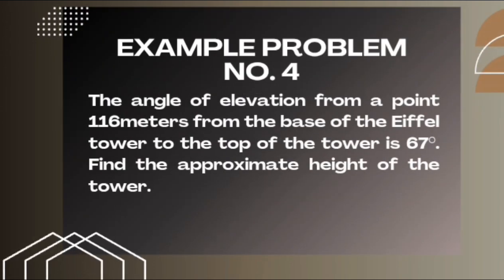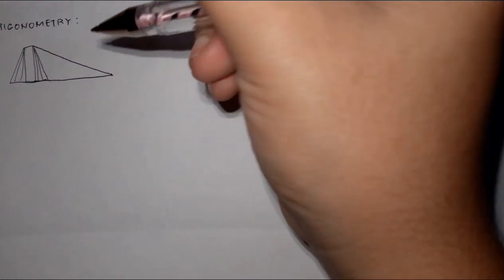Let's take a look at problem number 4 and try to solve it. The angle of elevation from a point 116 from the base of the Eiffel Tower to the top of the tower is 67 degrees. Find the approximate height of the tower. First, we can illustrate the problem for better visualization. As you can see, the given values are the adjacent side and the angle, which are 116 and 67 degrees respectively. The unknown value is the opposite side from the given angle.